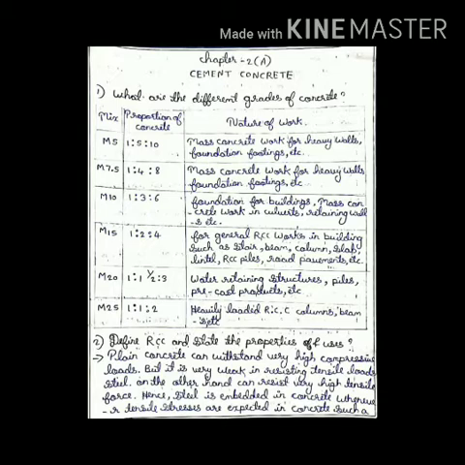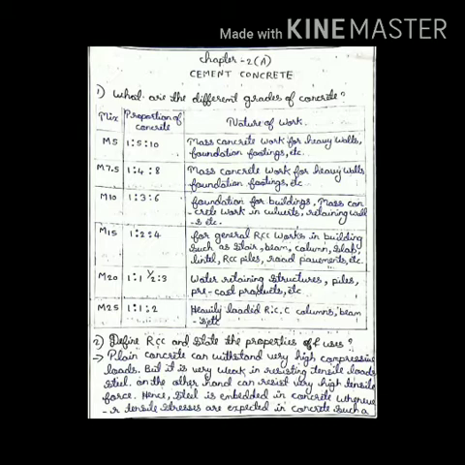That is mass concrete work, we'll say. Second grade of concrete, M7.5, whose nominal mix is 1:4:8. Same thing, it is used for all mass concrete work of heavy walls, foundation, footing, etc. M10 grade of concrete carries the mix proportion 1:3:6. It is used for the foundation of buildings, mass concrete work in culverts, retaining walls, etc. We are using such a grade.